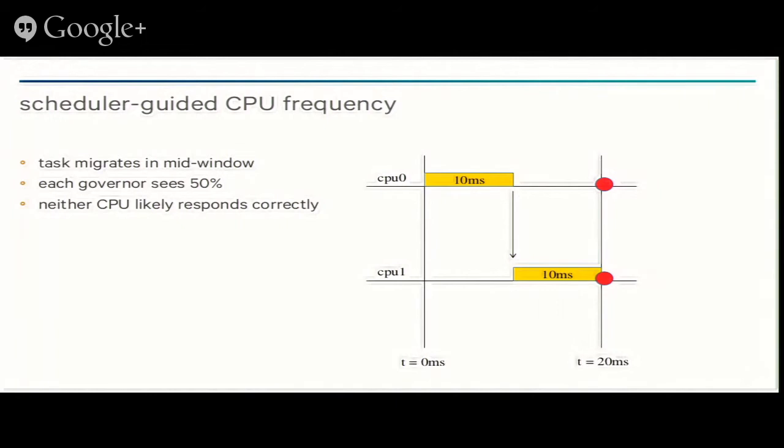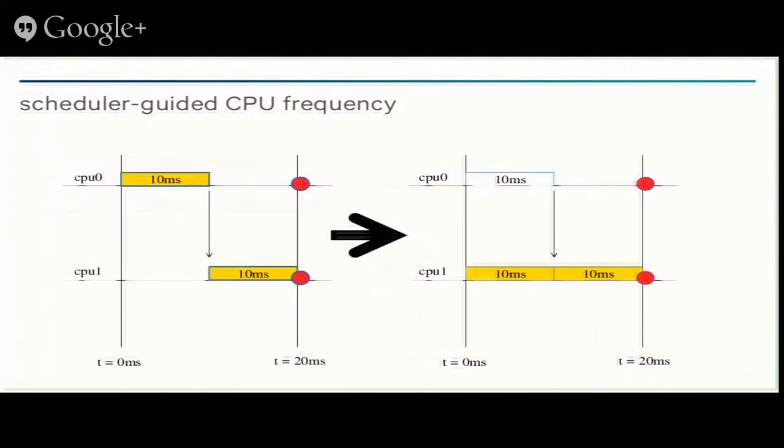So each CPU is going to see 50% demand, or 50% idle in this case, and depending on how your governor is configured, maybe neither one is going to see the need to ramp up. And that's a problem, right? Because let's say this is a CPU-bound task. CPU 1 has a CPU-bound task on it, but it did not ramp up its frequency to deal with that. So that's one issue that we wanted to fix.